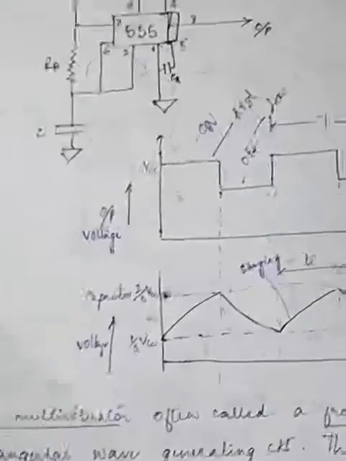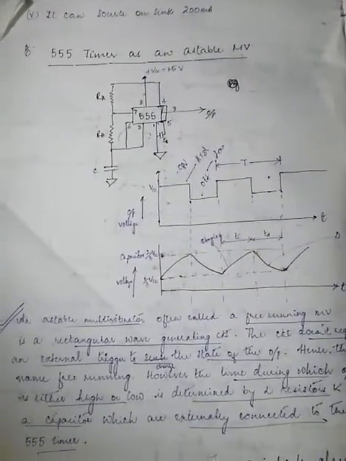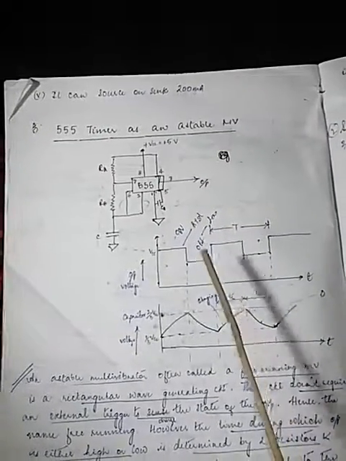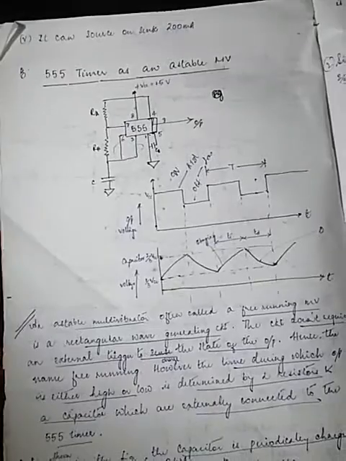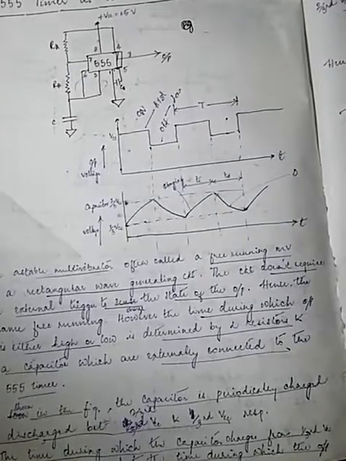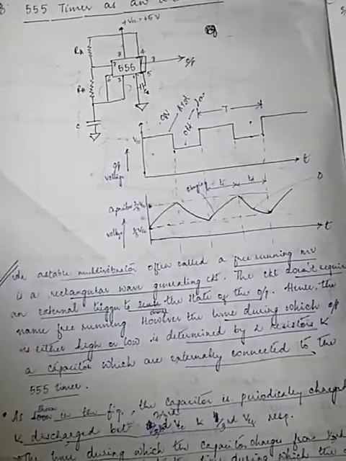So let me go into the theory first. What is an astable multivibrator? An astable multivibrator is often called a free running multivibrator. It is a rectangular wave generating circuit. As I already told you, when we apply this as an input, it produces a rectangular wave. The circuit does not require any external trigger to change the state of the output.